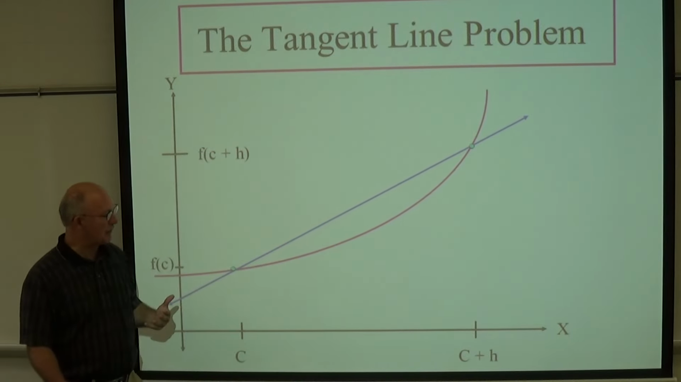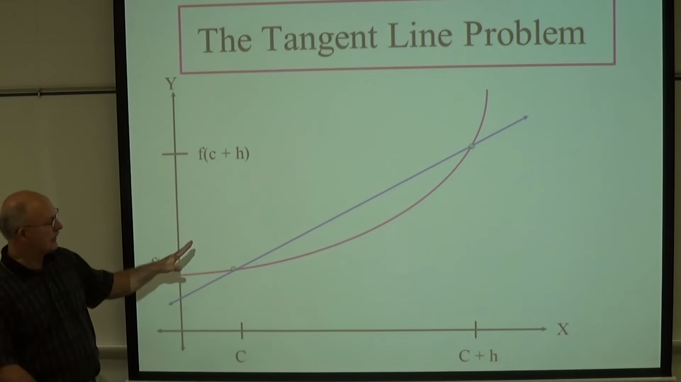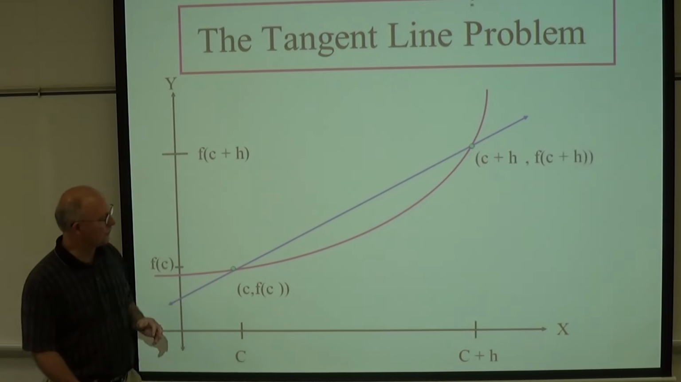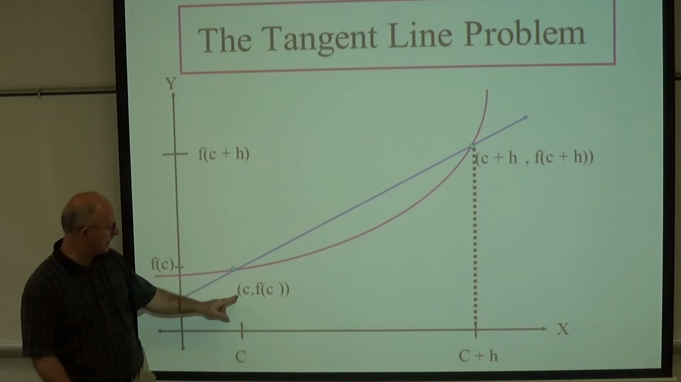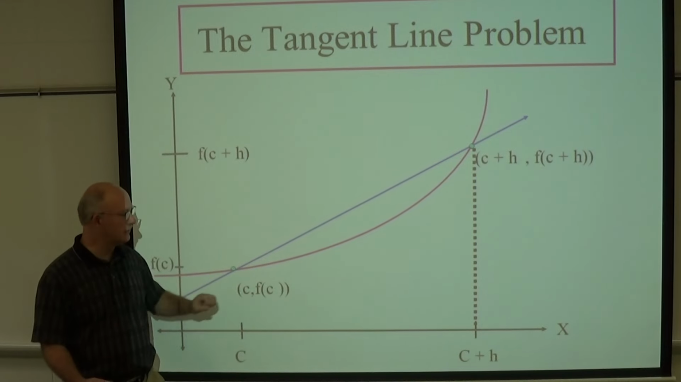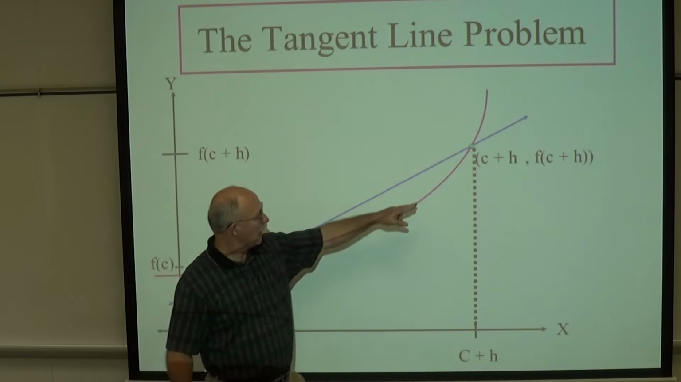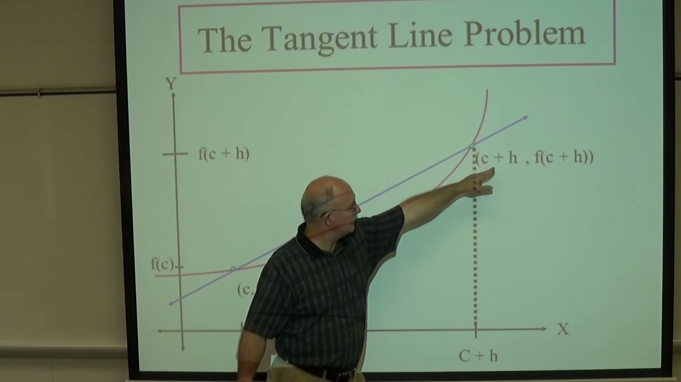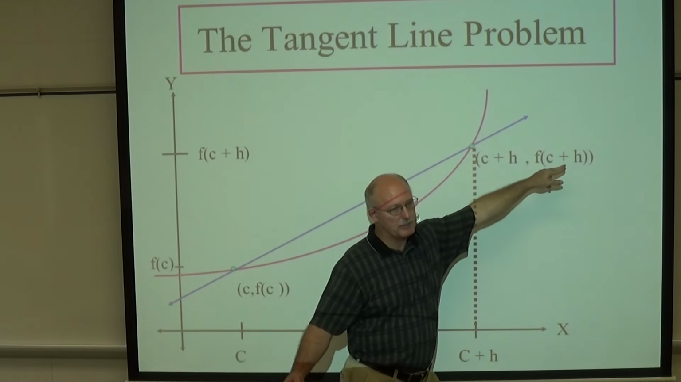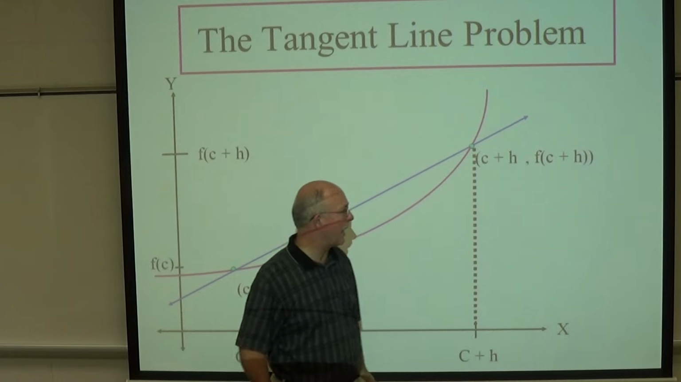So what's going to happen? Now notice, this is my secant line. Right, so we're going to describe our 2 points. This point right here will be c, f of c. Okay, the other point on the secant line is going to be c plus h, and this would be f of c plus h. That would be your x value, that's your y value.